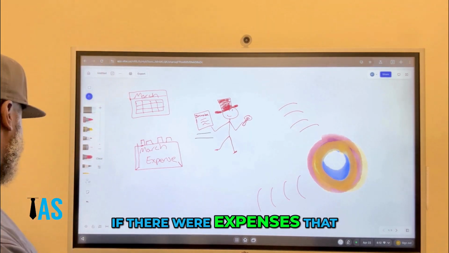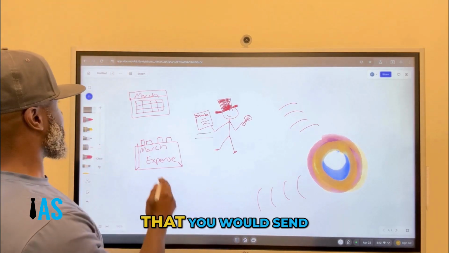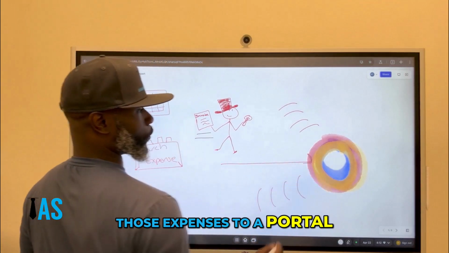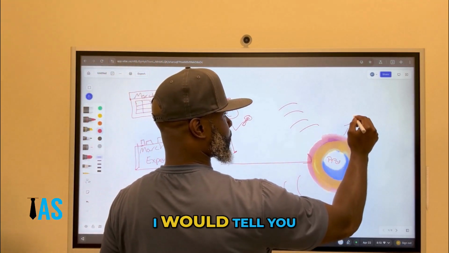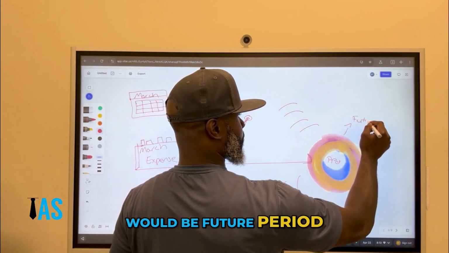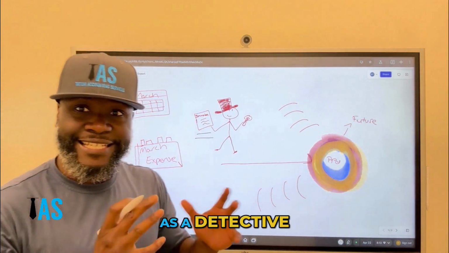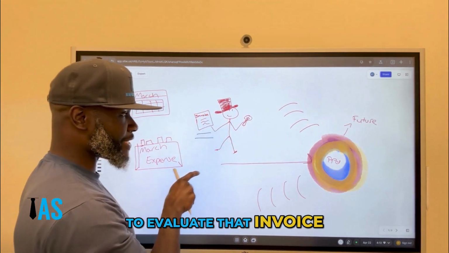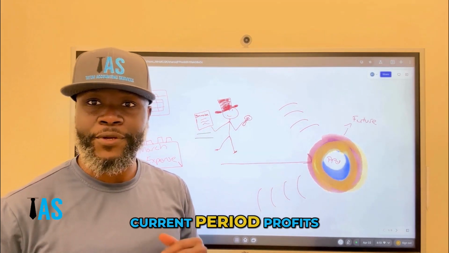If there were expenses that do not belong in your period, I would tell you that you would send those expenses to a portal, and we're going to just call this the prepaid portal, right? Another name for that would be future period. So anything that's for April and beyond, the detective is going to evaluate that invoice and then push it to the prepaid portal so it doesn't impact current period profits.